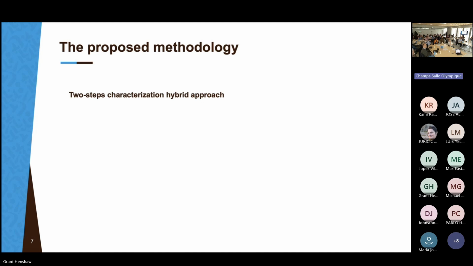So it is actually where this problematic needs to be resolved. So for the proposed methodology in my PhD, it is a two-step characterization hybrid approach.